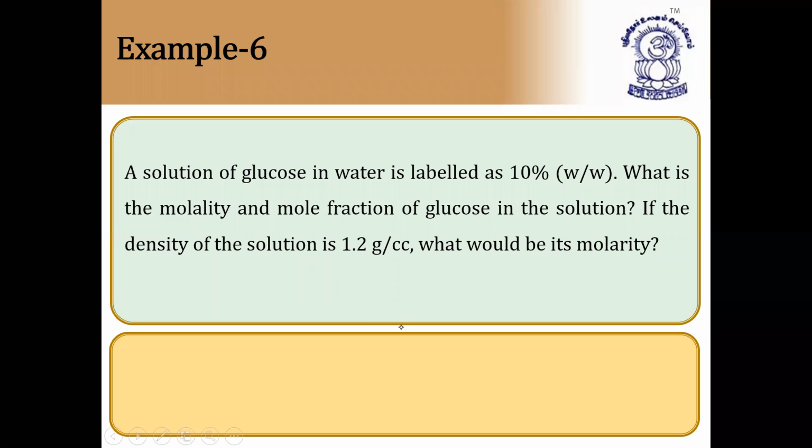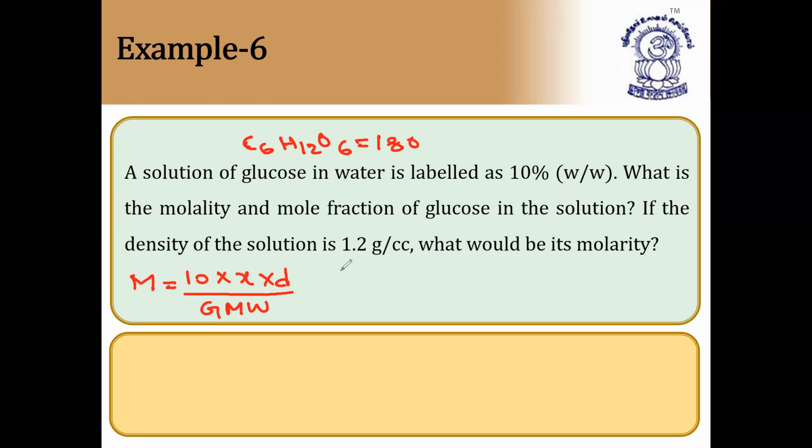Next, a solution of glucose in water is labeled as 10% weight by weight. Mass percentage they have given. What is the molality and mole fraction of glucose in the solution, and if the density of the solution is 1.2 grams per cc, what would be its molarity? So again, they have given density and they are asking molarity also, same formulas. First find molarity, capital M, and from that we can find molality. So capital M is equal to 10 into X into D by gram molecular weight. Here it is glucose, so the gram molecular weight of glucose is 180.